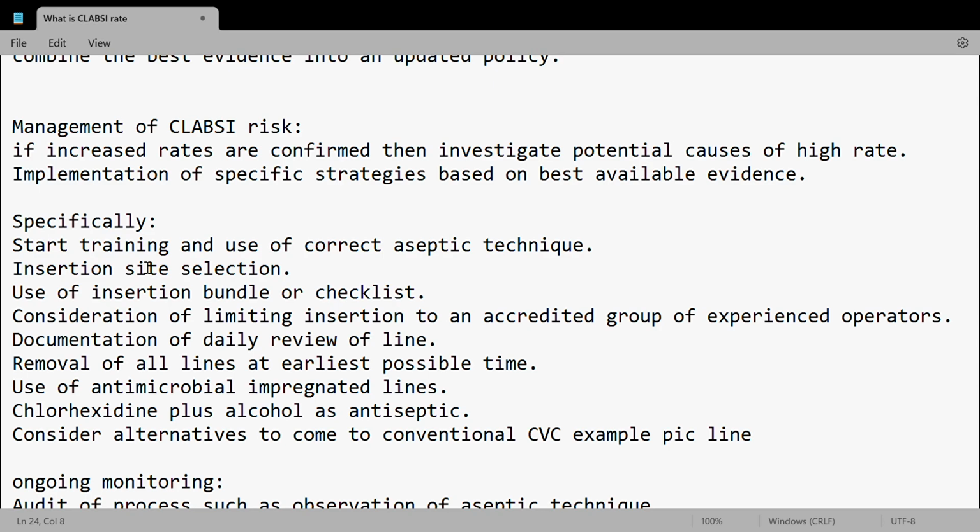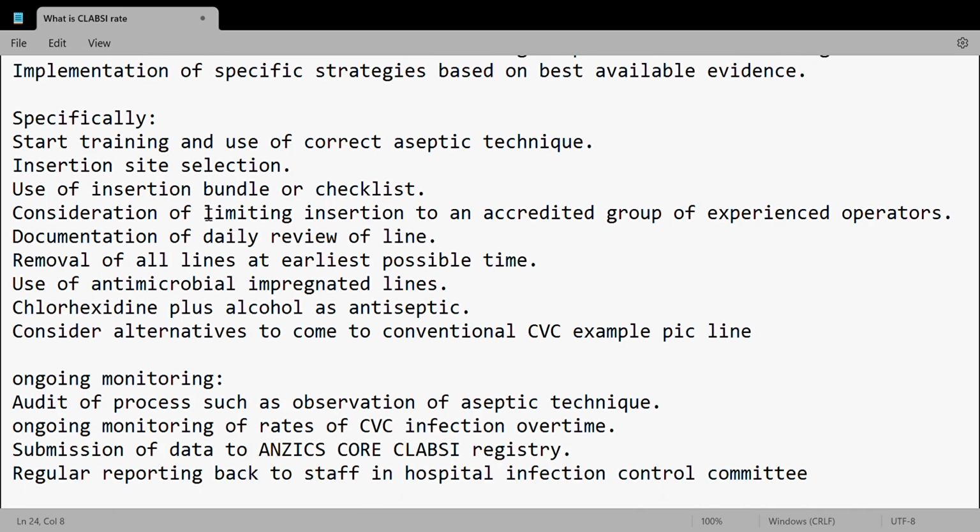Then we need to document the daily review of the line, removal of all the lines at the earliest possible time, use of antimicrobial impregnated lines, and chlorhexidine plus alcohol as antiseptic. Consider alternatives to conventional CVC, for example a PICC line.